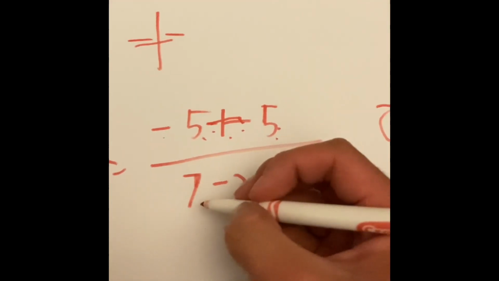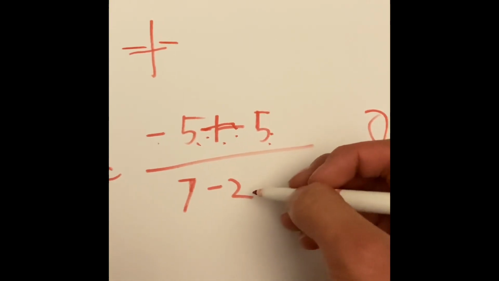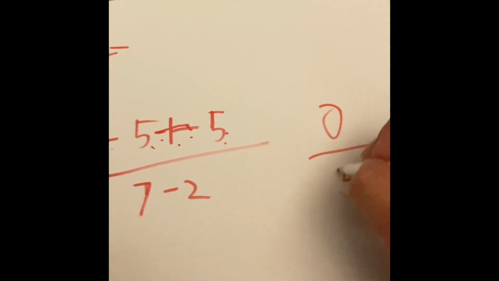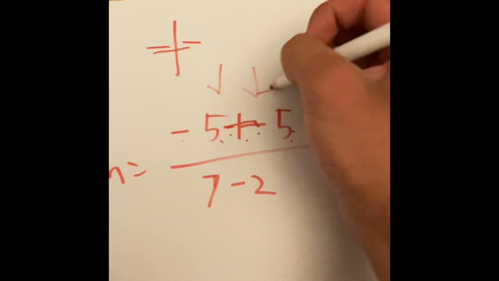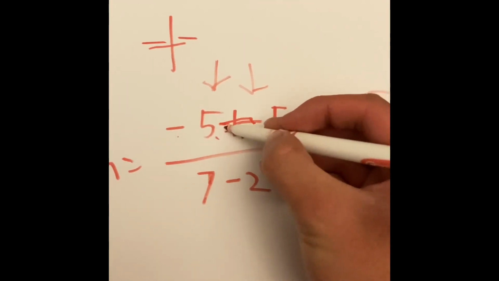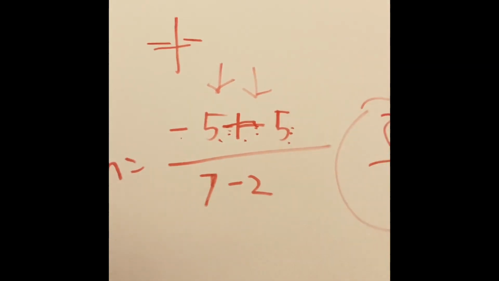And if you have something that's normal, like 7 minus 2, which is easy, that's going to be 5. So this is the slope for this example. If you have negative minus a -5, for example.